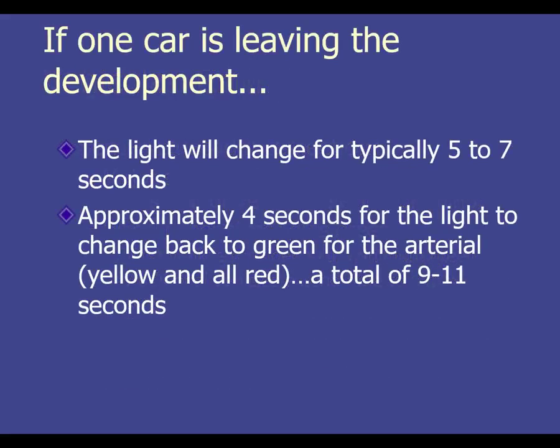So if one car is leaving the area, the light will change typically for 5 to 7 seconds. Approximately 4 seconds for the light to change back to green for the arterial. So it's a total basically then of 9 to 11 seconds for somebody to make that crossing. We know that on smaller streets, 7 seconds will do it, but on a wide street, 7 seconds won't do it.